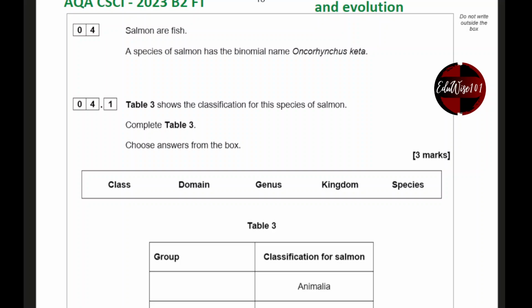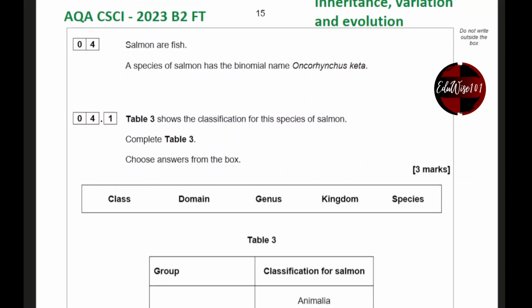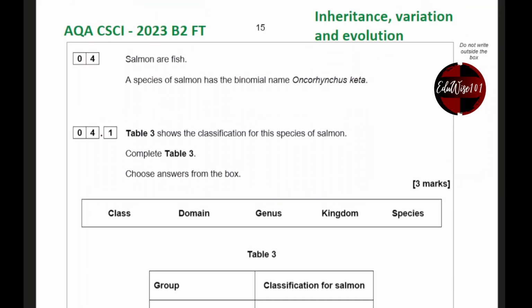In this video, I'm going to go through the AQA Combined Science Biology Paper 2 Foundation Tier. Question number 4 is on inheritance, variation and evolution.